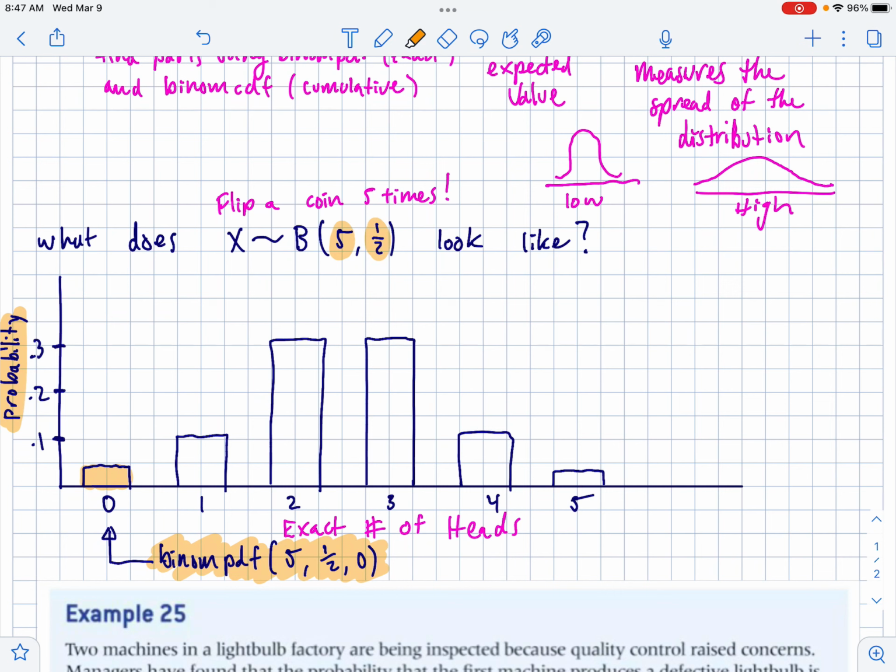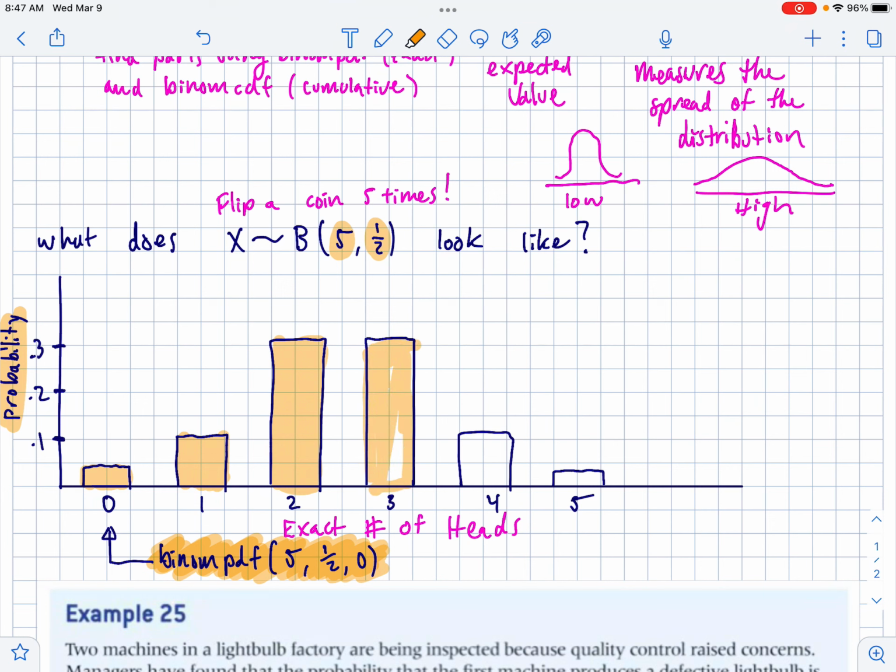If you put in binom PDF 5, 1/2, 1, it jumps up to like 0.156 or something like that. So the probability of getting exactly 1 head is higher than the probability of getting 0 heads. That's because you can have that 1 head show up in 5 different spots. There's 5 different ways for it to happen. Then if you do the probability of getting exactly 2 heads, the probability jumps up to like 0.3125 or something like that, punching it into binom PDF, once again, just using that calculator.